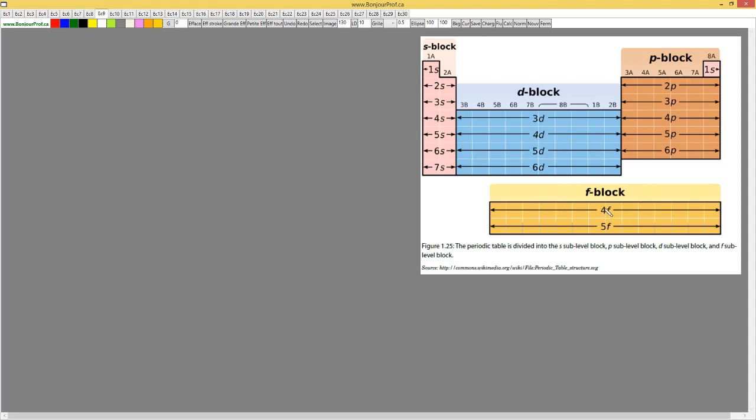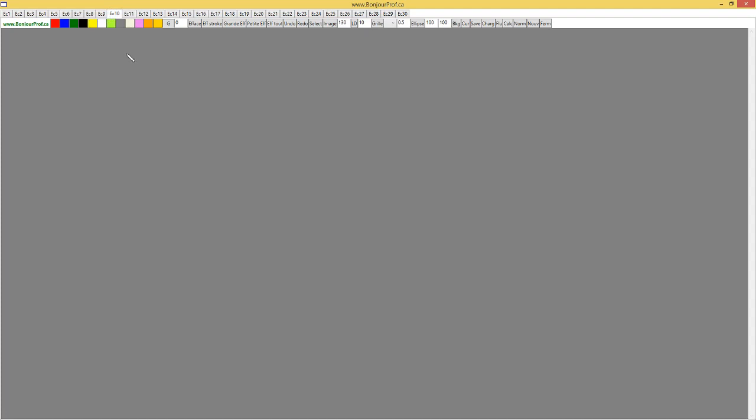If you recall, this is the periodic table. We are going to understand why this one is S, this one is D, this one is P, and this one is F. Okay, we're going to understand that. Now, fill in energy level diagrams.